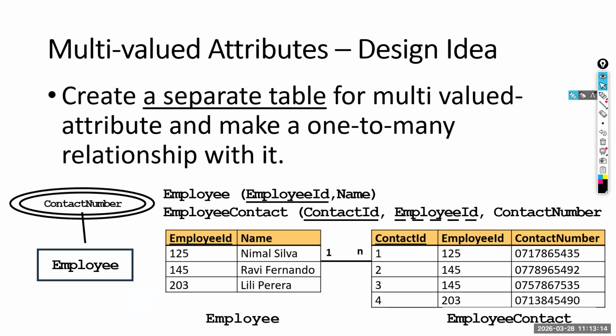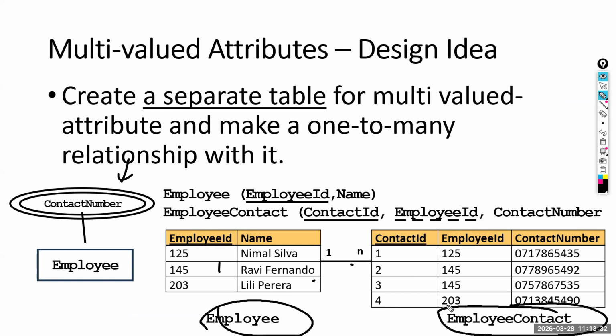So if you have a multi-valued attribute, you must definitely go for a new table for that. Then create a one-to-many relationship. In the employee table, you have maybe ID and name, but for contact numbers, you can call the new table anything, like employee contact, and it's a one-to-many relationship. And this one's primary key must be a foreign key there.